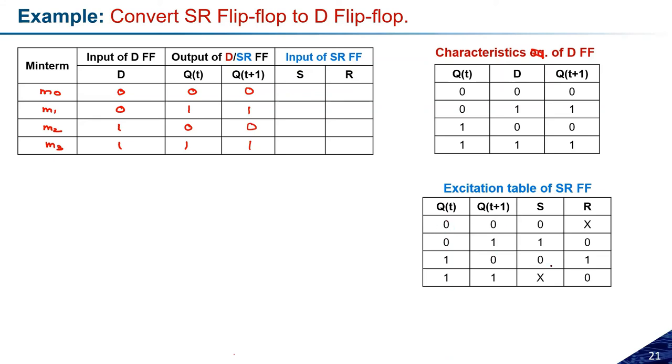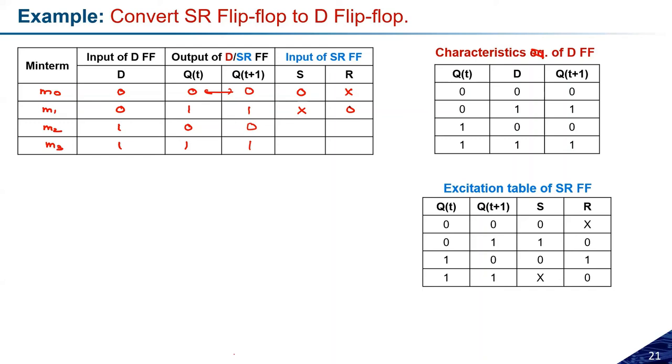Here we have 0, 0, 0, 1, 1, 0, and 1, 1. So considering the same thing, let us try to see here. 0 and 0 is here. So 0 and 0 will give you the 0 and the cross. 1, 1 will give you the cross and the 0. Okay. Characteristics equation is fine.